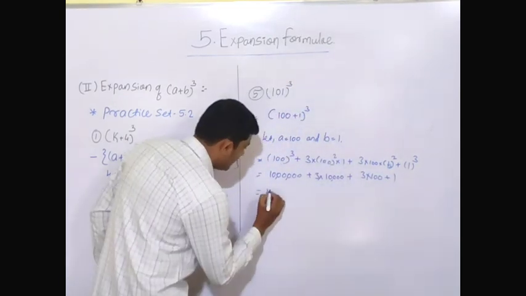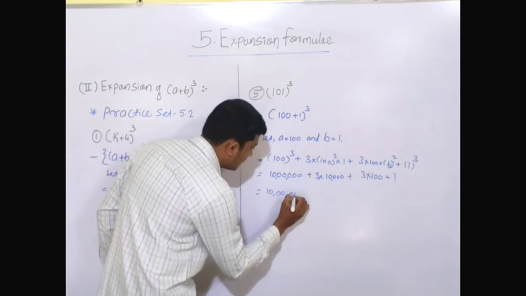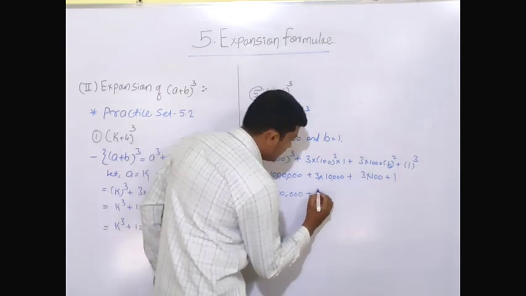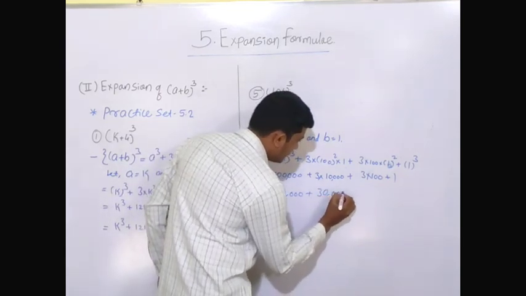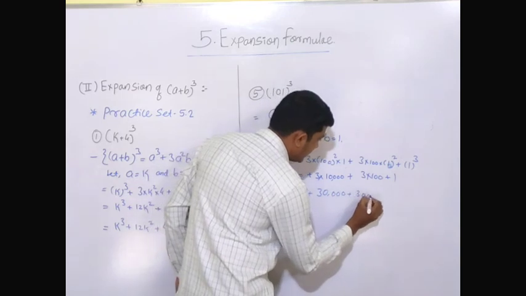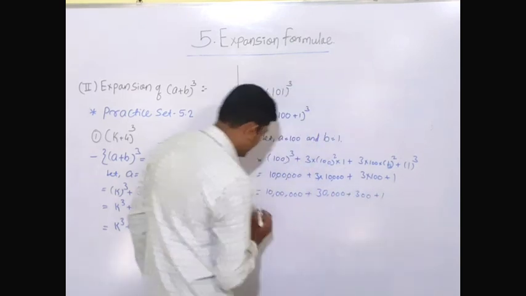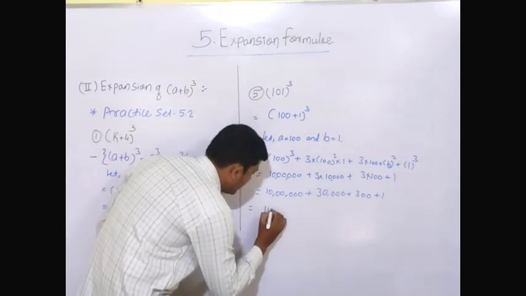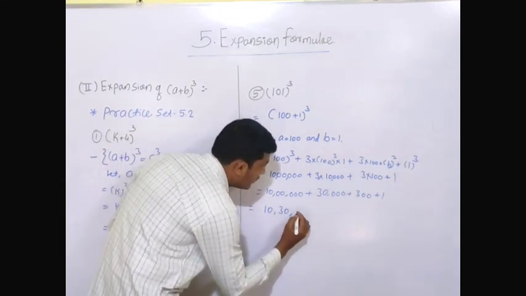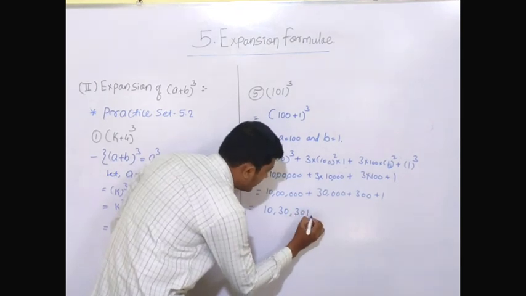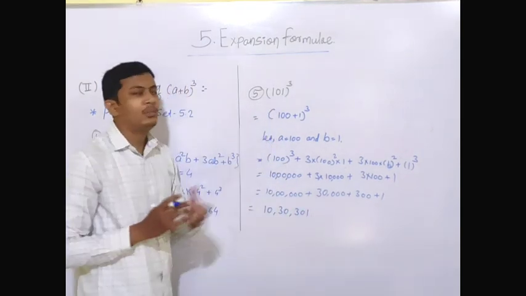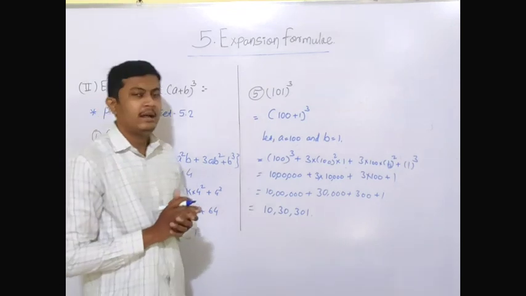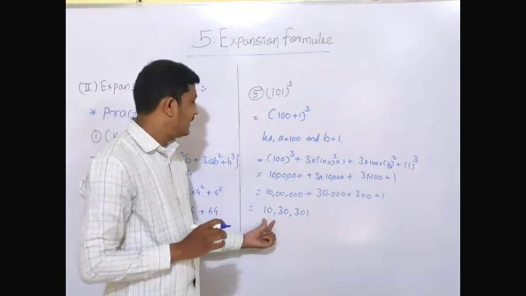So what we get here? 10 lakh plus 30,000 plus 300 plus 1. So we get 1030301. This is the answer. So the cube of 101 is simply 10,30,301.